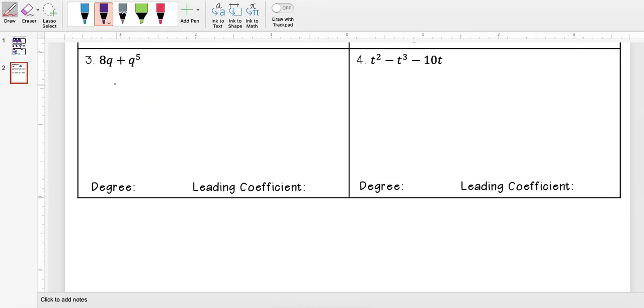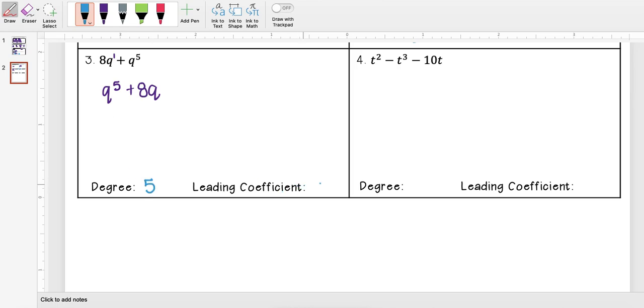Okay, looking at this next one, I have 8q plus q to the 5th. That is not in standard form because an exponent of 5 is bigger than an exponent of 1, so I just need to swap those terms. And now determine the degree and leading coefficient. Well, looking at my first term, my highest exponent, that is a degree of 5.